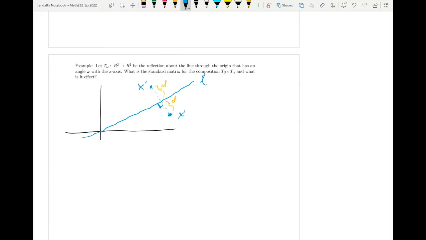So X prime, according to the way this question is worded, is going to be the image of X under this reflection. So read this question. This is the angle omega right here. Now, if you think about it, that is also a linear transformation. So our goal is to compute the standard matrix. And I'm going to do it this way. This is also on page 189 of the text.